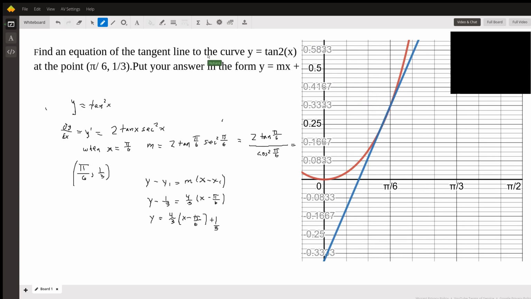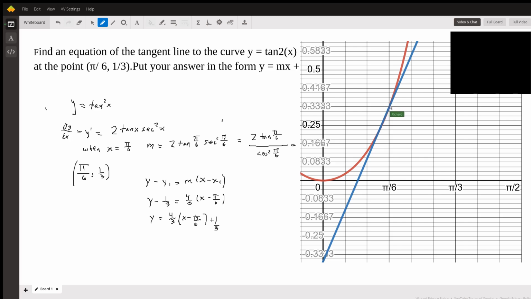But I think you can see, it's a little hard to see this, but at pi over 6, this red curve is the tangent squared function, and the blue is the equation of the tangent line. And you can see at pi over 6, we are getting an intersection right here. You can see that's pi over 6 comma 1/3. You can see 1/3 on the y-axis and pi over 6 on the x-axis.